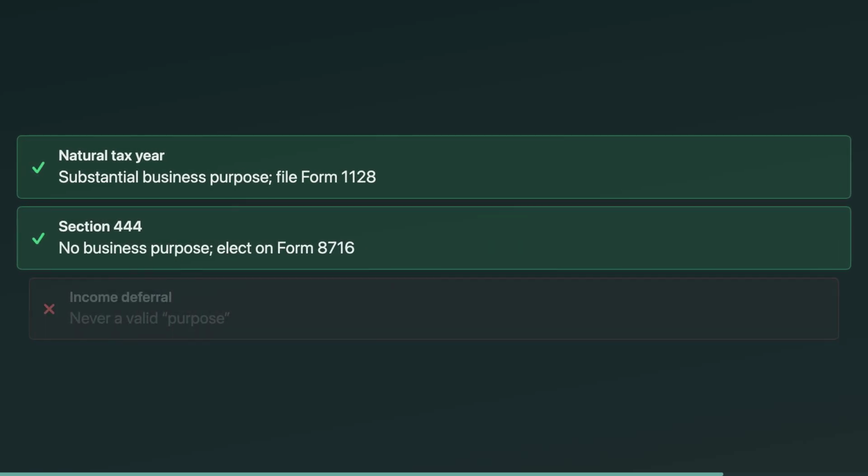Now compare that with a Section 444 election. This is for partnerships and S corporations that want a tax year other than the required year, but they are not claiming a substantial business purpose. Instead, they make an election on Form 8716. The exam loves this fork in the road. Real business purpose goes Form 1128. No business purpose, but eligible, goes Form 8716.